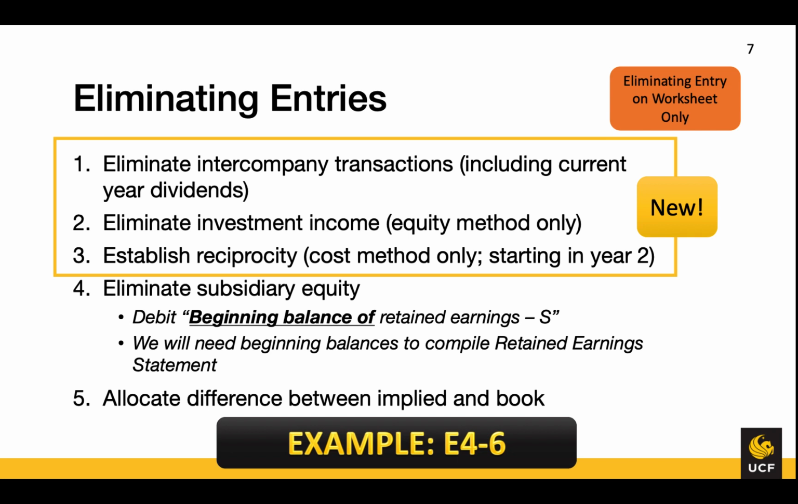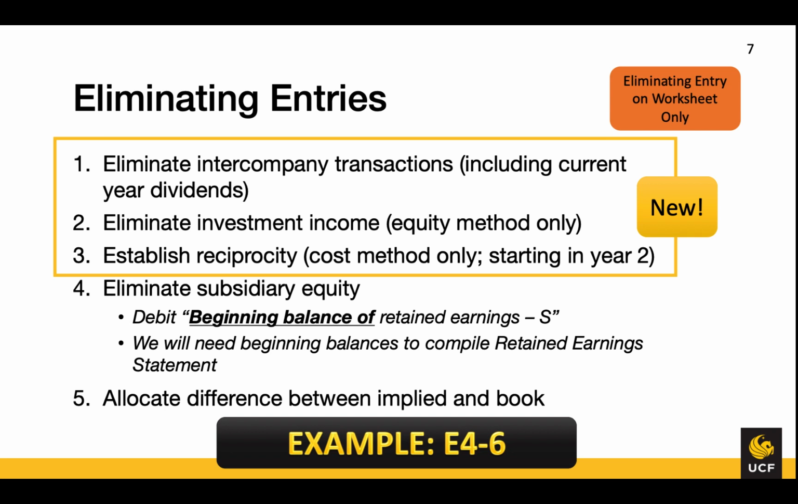So remember that our starting point is taking our parent general ledger and adding to it our subsidiary general ledger, and the eliminating entries serve to make modifications to that sum that will make them better representations of the consolidated entity. So we first are going to start by eliminating any intercompany transactions, which we have talked about to some extent, and this is going to include current year dividends. We're then going to eliminate investment income, but this is going to apply only to the equity method because only under the equity method would the parent have recorded any investment income in the first place.